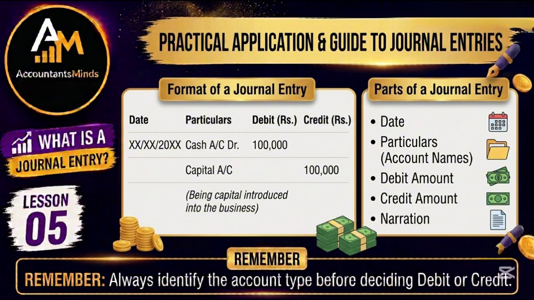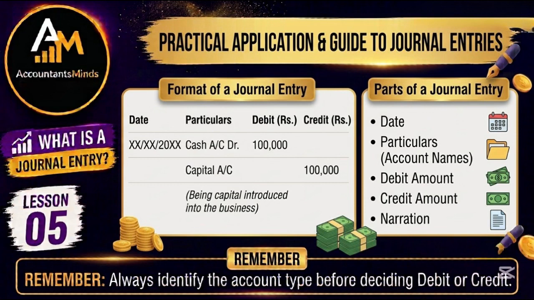Now let's look at the format of a journal entry. Every journal entry has 5 main parts. First, the date, which tells us when the transaction happened. Second, the particulars, where we write the account names. The account being debited is written first. The credited account is written below it. Third, we enter the debit amount. Fourth, we enter the credit amount. Finally, we write a short explanation called the narration. For example, being capital introduced into the business. Narration helps anyone reading the accounts understand the reason for the transaction.